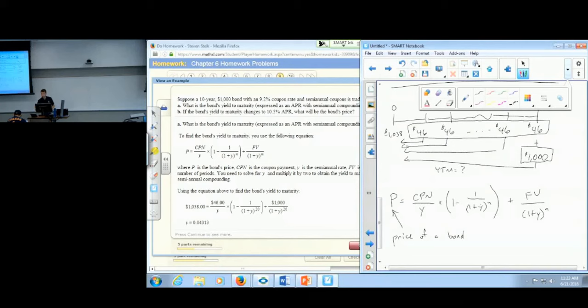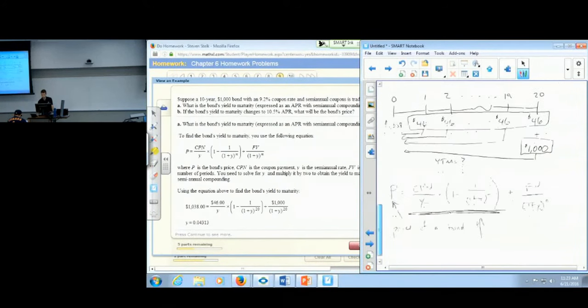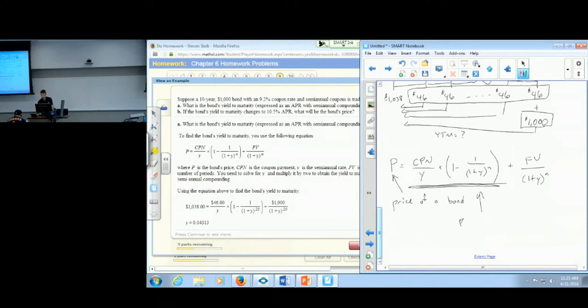But the formula is one we've seen and used before. It's just the present value of an annuity, this first part of it. And the second part is just the present value of a lump sum. And we had so much fun with those before, we're ready to use them again, right?